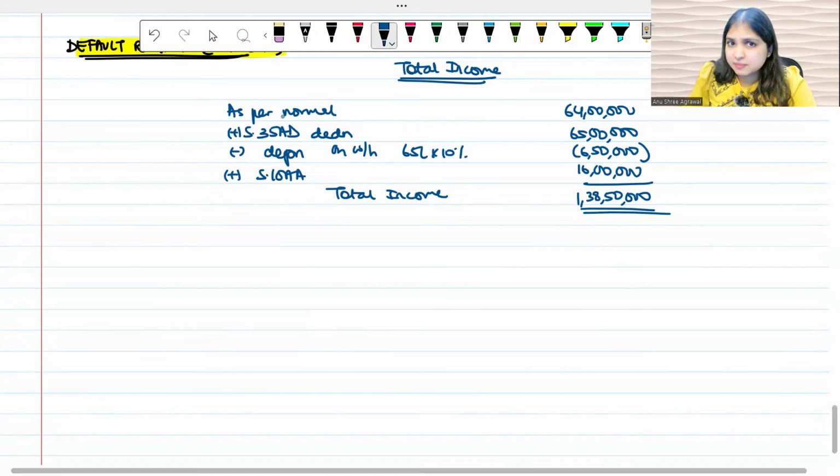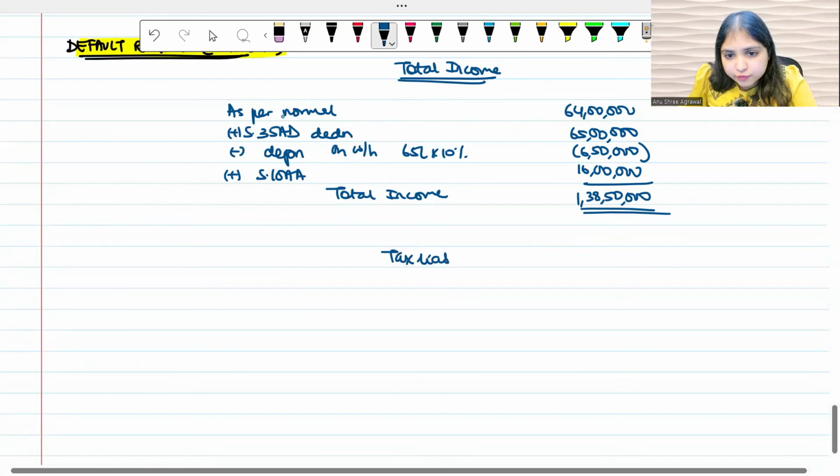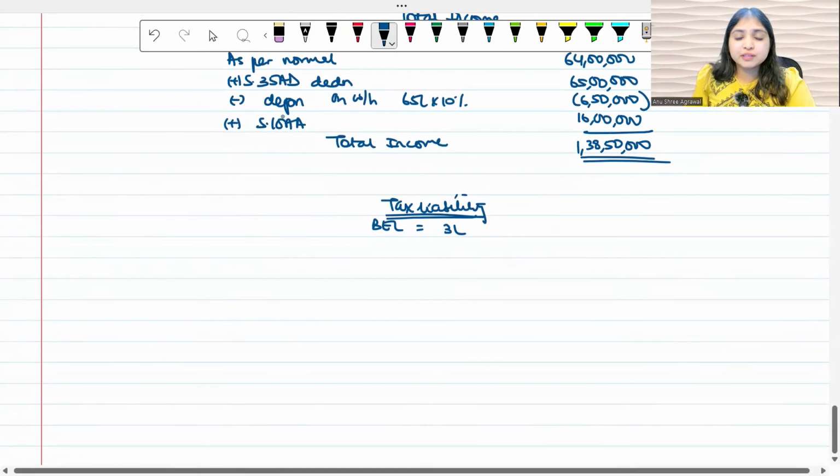Rest of it remains the same in this question. Now, if this is the income, what's going to be the tax liability of the assessee? See, under 115 BAC, the basic exemption limit will always be 3 lakh only, irrespective of whether the assessee happens to be a senior citizen or a super senior citizen. Basic exemption limit is 3 lakh only.